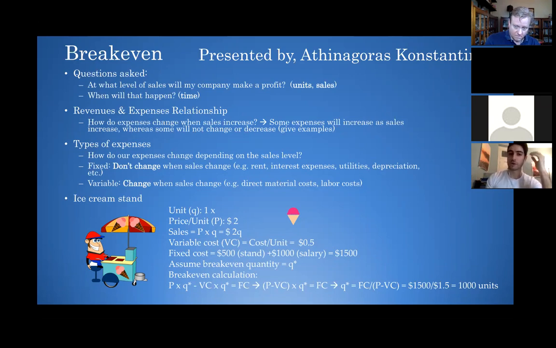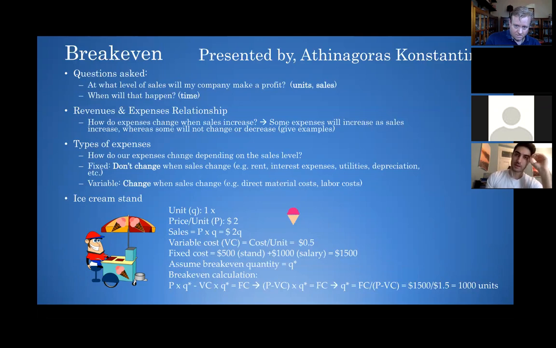And let's assume the variable cost, so the cost per unit, is 50 cents. Since we know the price per unit and we know the variable cost, we know what the contribution margin, or the gross profit per unit, is. So that's $1.5 per ice cream that is sold.